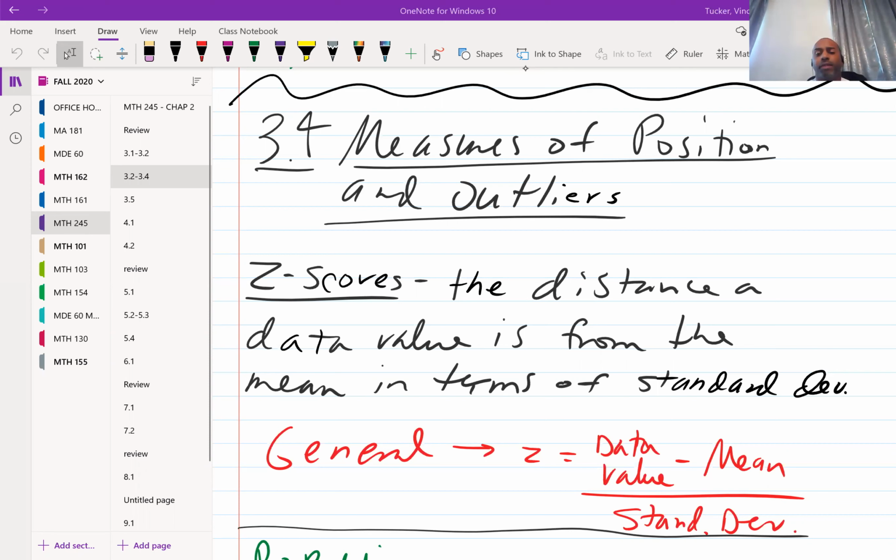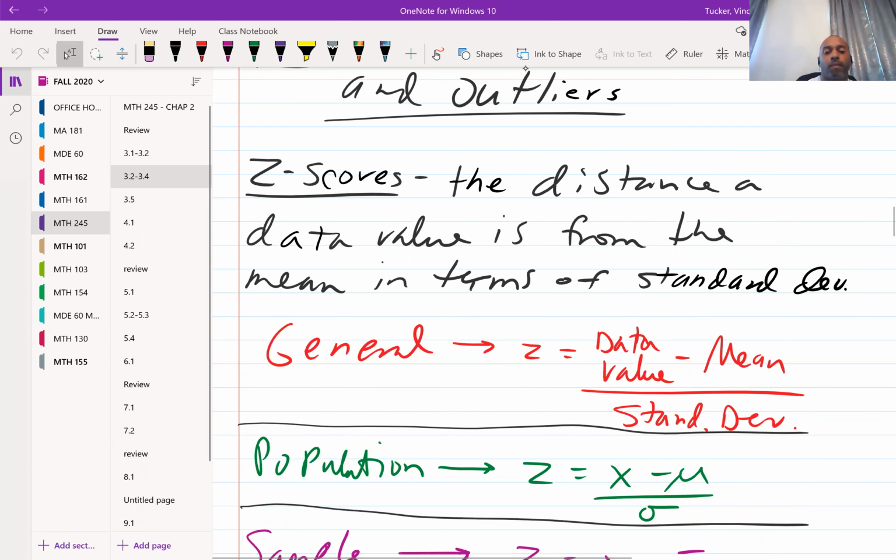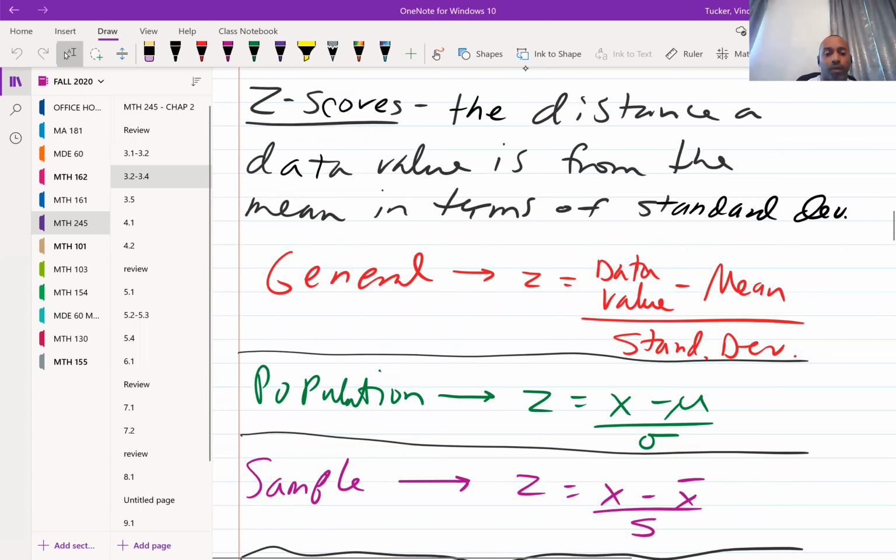The general way of calculating your z-score is your data value that you're trying to convert, minus the mean, divided by your standard deviation. If you want to convert it to symbols, your population has different symbols than your sample, so those are your symbols right there. But if you just remember your data value minus the mean divided by the standard deviation, whether you did it with the population or the sample, it's still the same process.